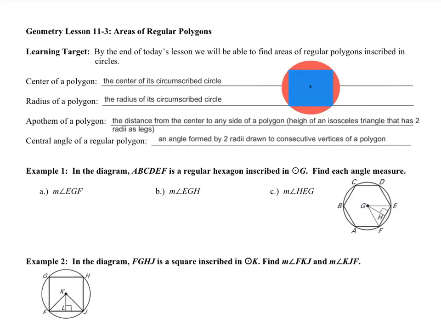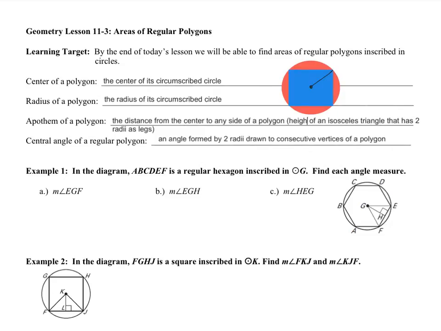So I have an example here. This is a square inscribed inside a circle, so this would be the center of this polygon. And then the radius of a polygon is simply the radius of its circumscribed circle. So this is the radius. And the apothem of a polygon is the distance from the center to any side of a polygon.